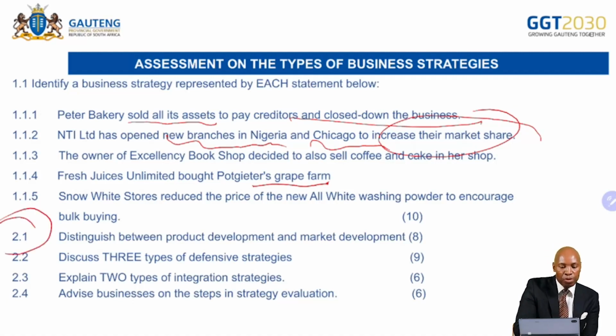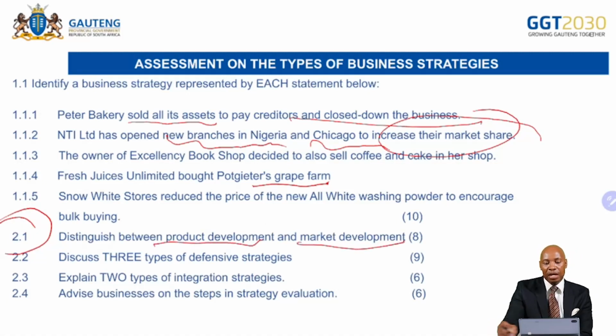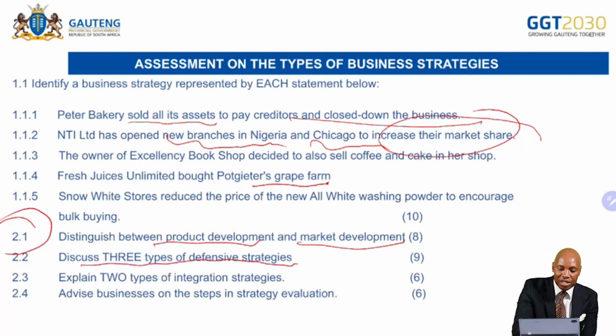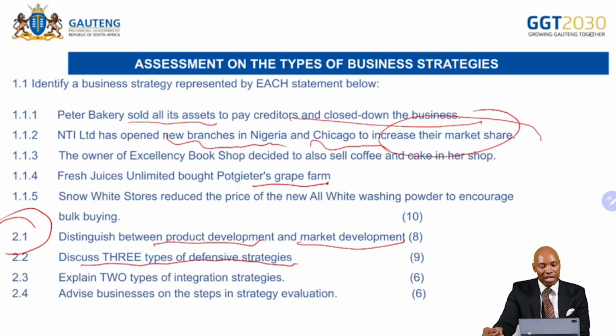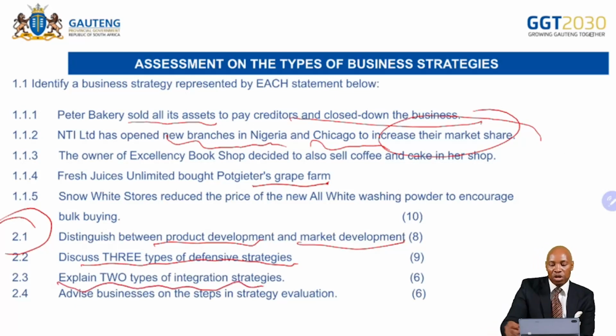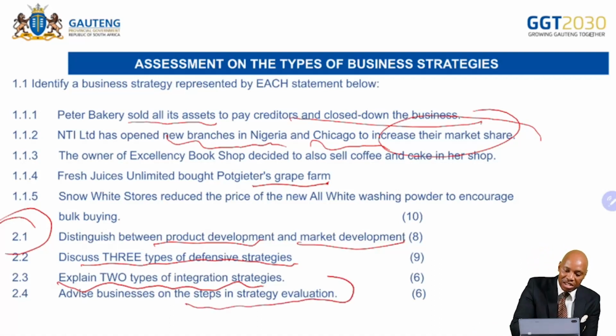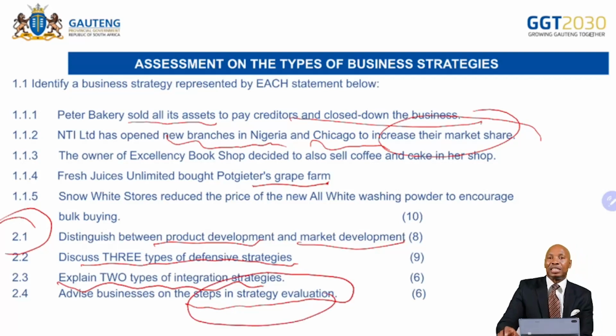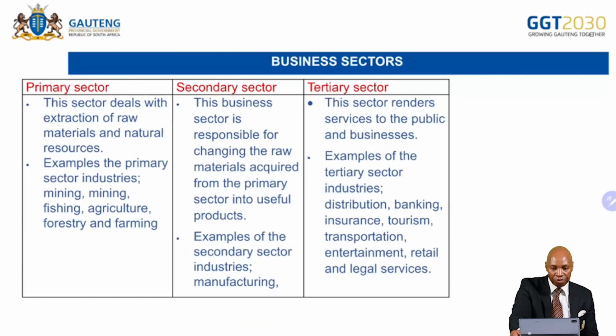Let's get to 2.1. Distinguish between the product development and the market development. Discuss 3 types of defensive strategy that we have done. You may be asked, explain 2 types of integration strategy. You may also be asked, advise business on the steps in evaluating a strategy. So this is how questions may be asked in your business strategies.